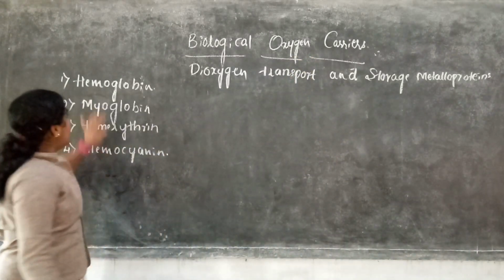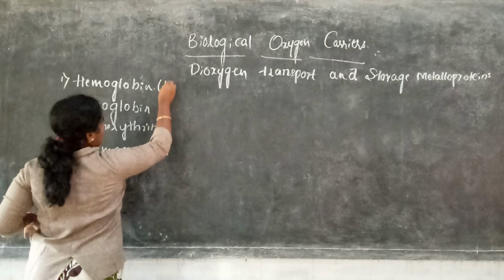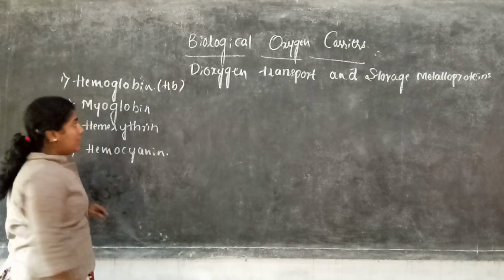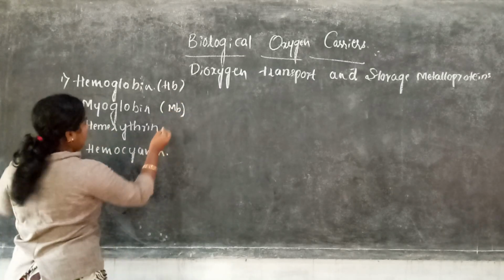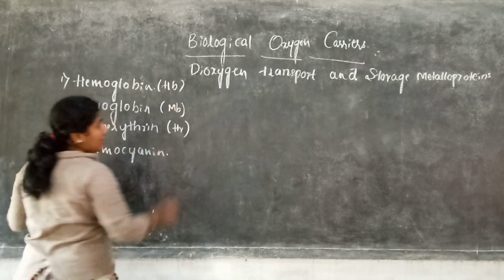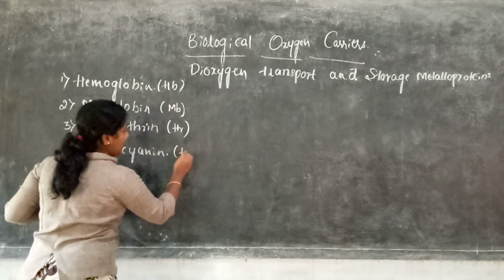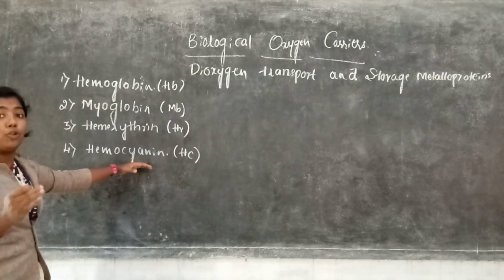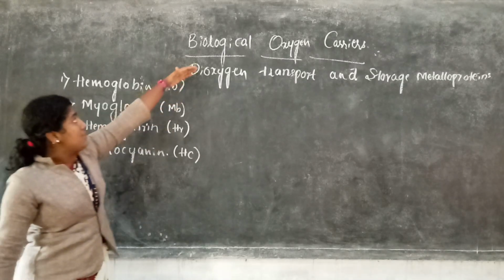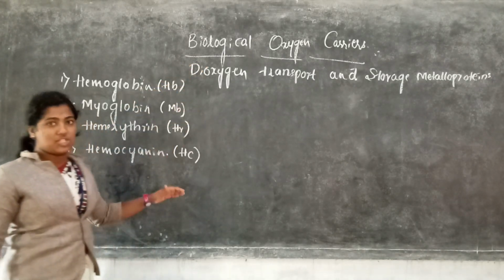So here hemoglobin is denoted as Hb. Okay, then myoglobin is Mb. Then hemerythrin is Hr. Then hemocyanin is Hc. Okay, these are the very important metalloproteins discussed under the biological oxygen carriers.